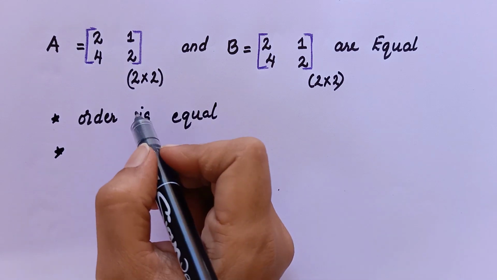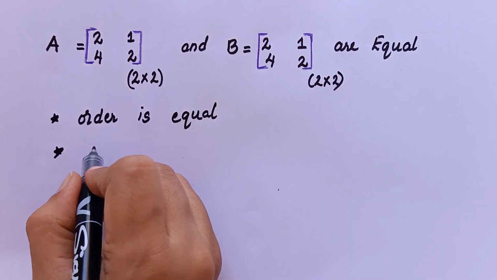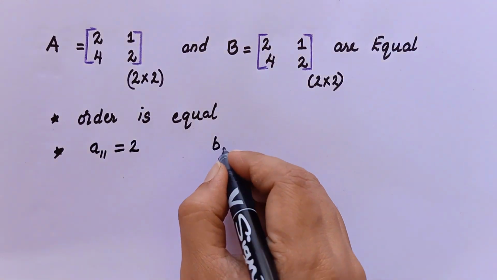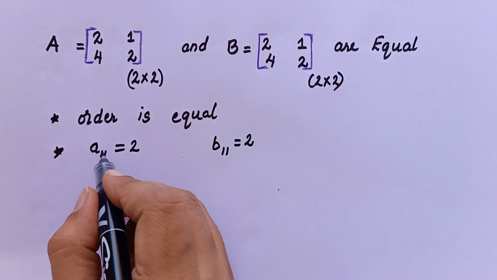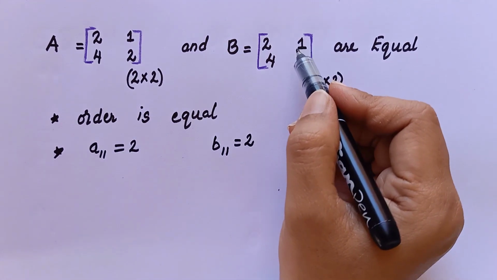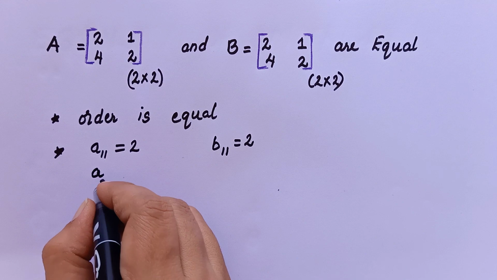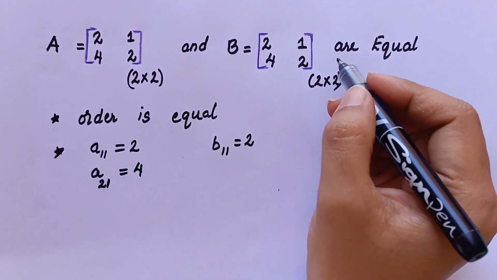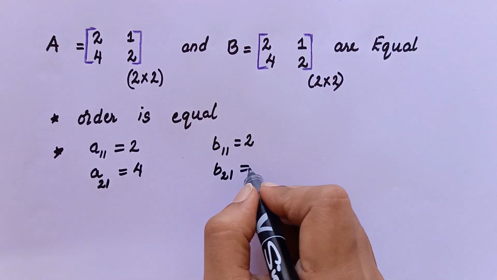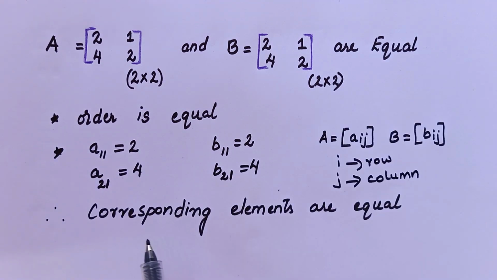Now the second condition, what does it say? The corresponding element of matrix A should be equal to the corresponding element of matrix B. That is, A11 should be equal to B11. We have A11, the element lying in the first row first column, equal to 2, and the element lying in the first row first column of matrix B is also equal to 2. Now we'll check one more element lying in the second row and the first column. The element lying in the second row first column of matrix B is also equal to 4 here. So what do you say now? We can say that the matrices A and B are equal.